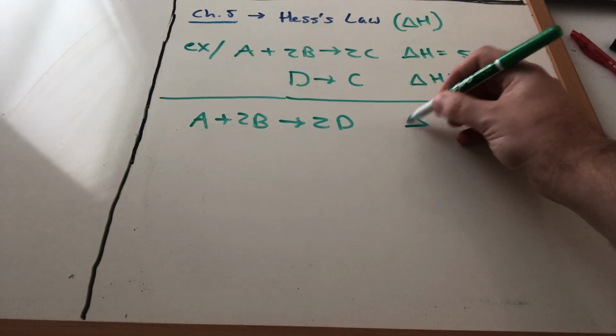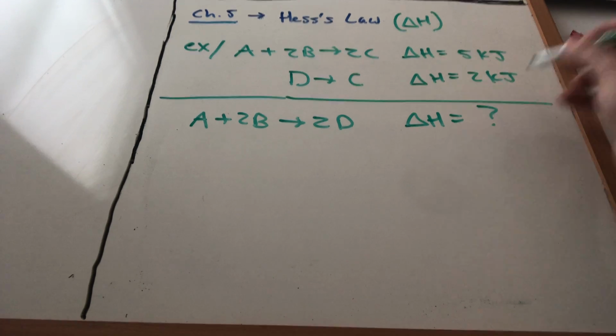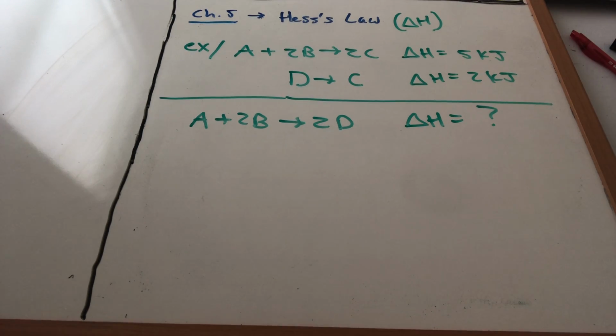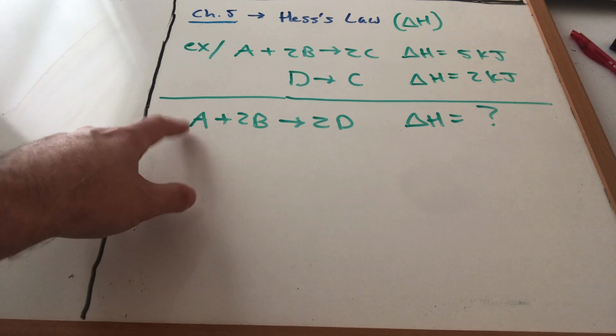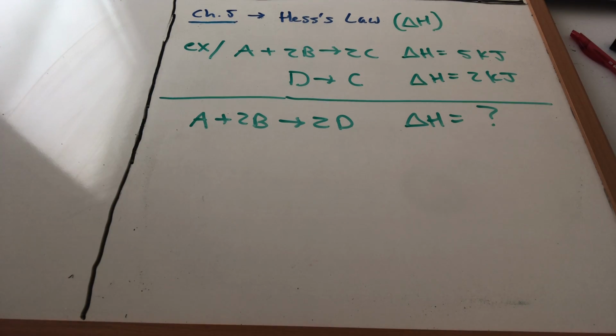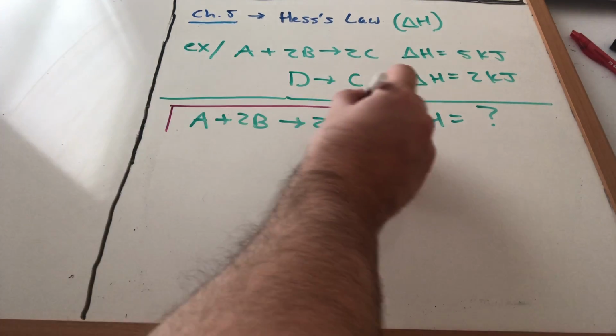And what you'll be asked is, using this information and the properties we talked about at the beginning of this video, figure out what delta H is for this reaction right here. So here's our thought process. We're going to use those tools that we described to make sure that we get the correct stuff in the correct spot to hit our target.